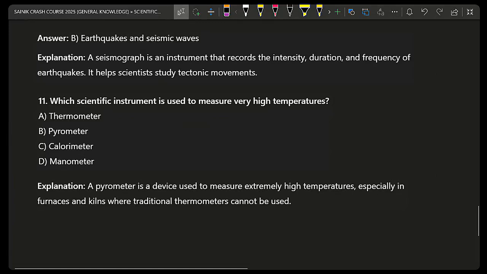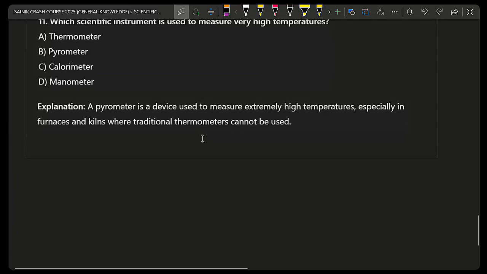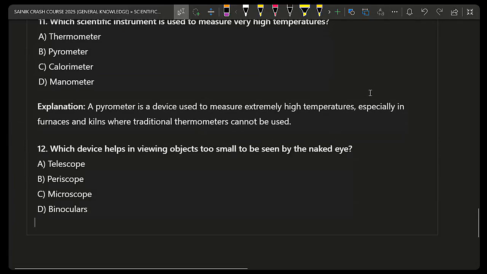Next question is very simple. Everybody must answer this correctly. Which device helps in viewing objects too small to be seen by the naked eye? Telescope, periscope, microscope, binoculars. Participate in the quiz, all of you. Which device helps in viewing objects too small to be seen by the naked eye? Telescope, periscope, microscope, binoculars.